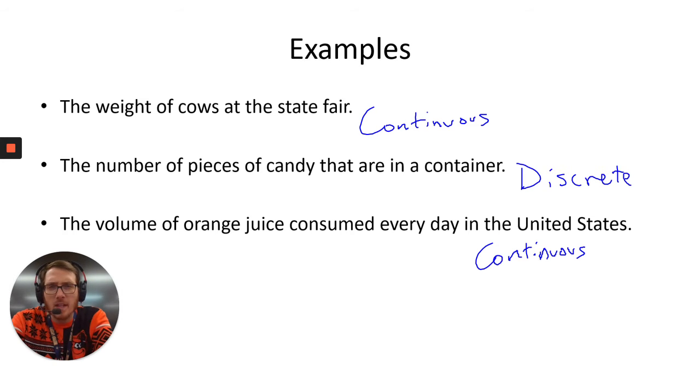The number of pieces of candy in a jar or a container, think like the jelly bean idea, where you look through the jar and count how many jelly beans there are, and the winner gets the whole container. That's a discrete number. And the volume of orange juice consumed is continuous because that can be anything. That's probably going to be typically written as a whole number rather than a decimal, but it can still be a continuous number as you're looking at it from the situation of volume.